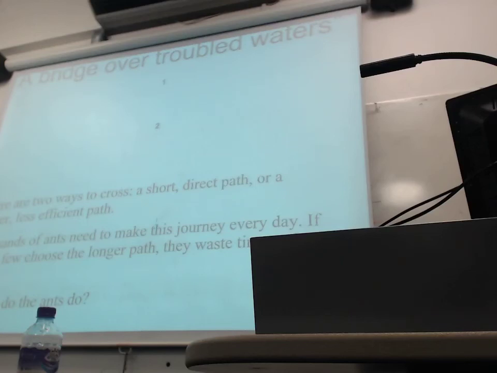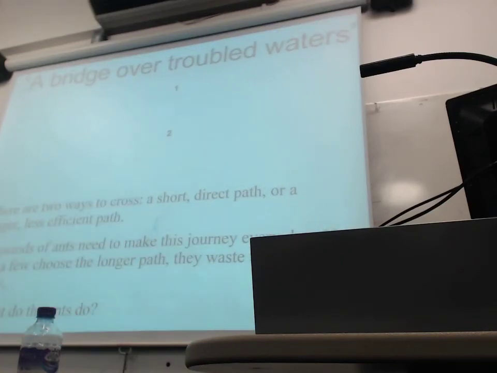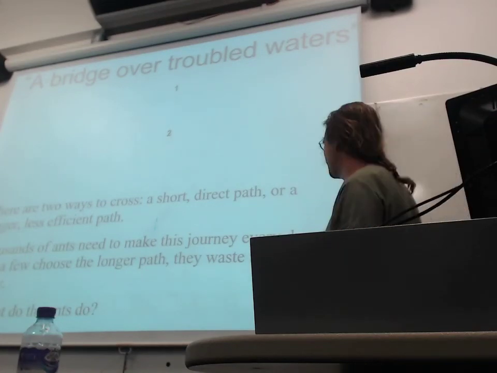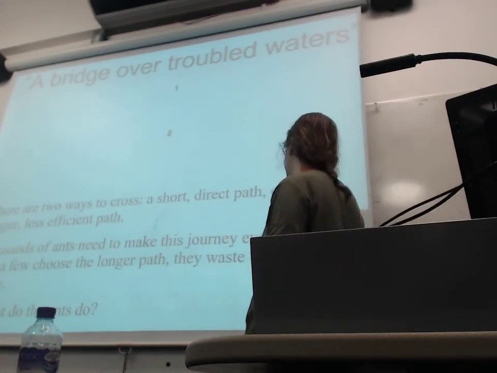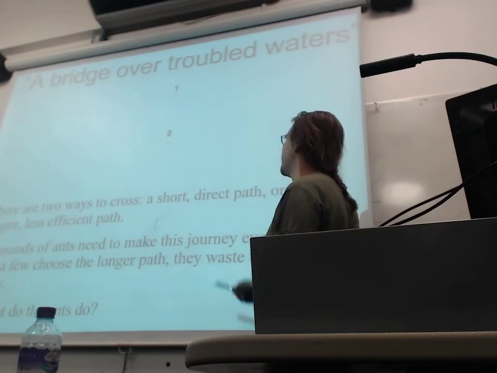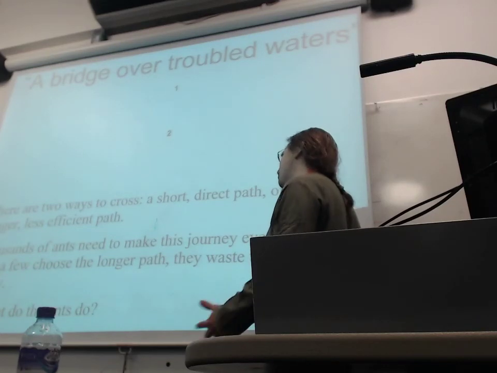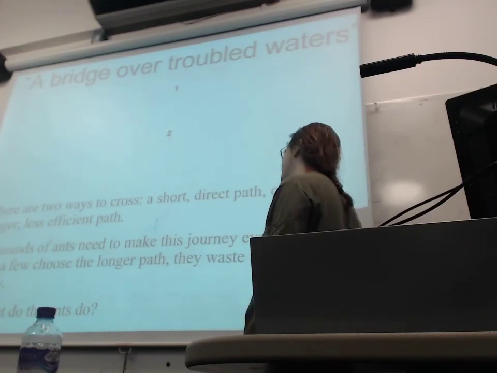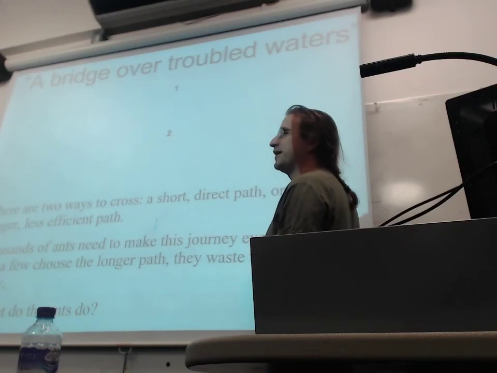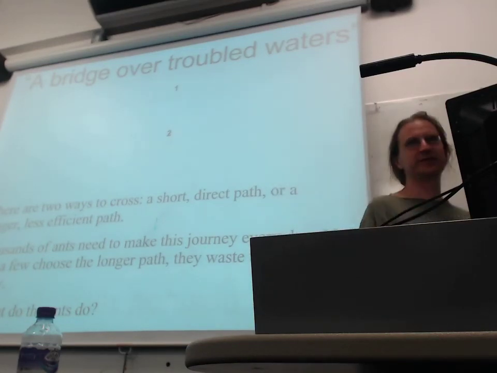Okay, there's two ways for these ants to go. There's a short direct way or a longer, less efficient path. Even though ants don't seem to be intelligent from a biological perspective, it's clearly bad for them to take the longer route. They should take the shorter route as much as possible. But how can ants decide to take the shorter route? How do you think they do it?